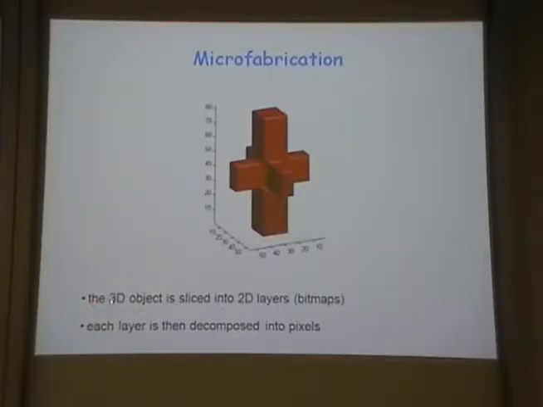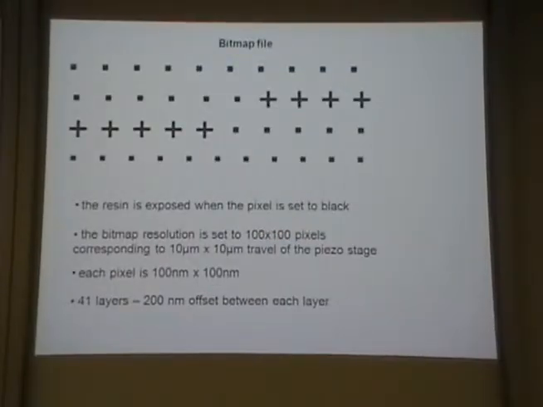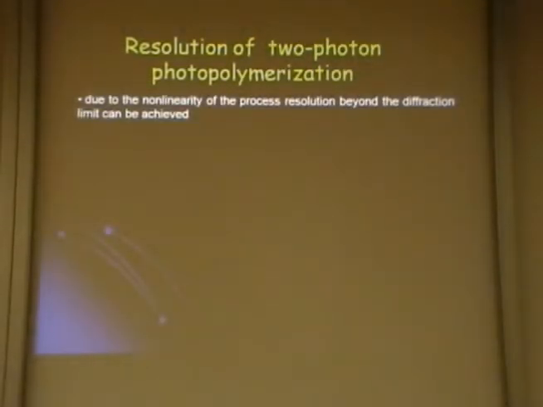This is a 3D object, and it was sliced into 2D layers. Each layer is then decomposed into pixels, and this is how the stage is moving as we're building. So we have a stalk, and you might ask why we have a stalk, but I'll come to that later. Then we're building it bit by bit. We have about 41 layers, and the structure looks quite nice.